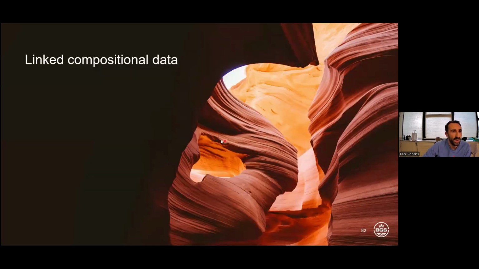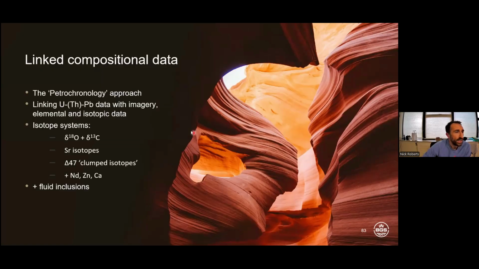So that's the scale of the problem we might be dealing with. One of the benefits of working with carbonates, we talked about several problems, is the whole range of compositional data that we can also obtain from this mineral. This is what uranium-lead geochronologists often call petrochronology. You see people using high temperature minerals like monazite and zircon. It's basically the idea of linking our uranium-lead data with imagery, with elemental and isotopic data from the same domains.